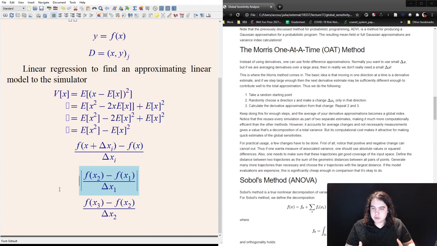So what you generally do with the Morris method is you calculate the geometric distances between all pairs of points, and then you generate multiple trajectories. You do this for many different trajectories, and you remove the trajectories which do not have large distances between their points, because that tells you it randomly stayed in one region. If you do 10 different trajectories, you'll have some that spiral around, and some that just stay in one spot. You use this geometric distance to remove the ones that didn't work out well, and you only do the average over the trajectories that did do large walks.